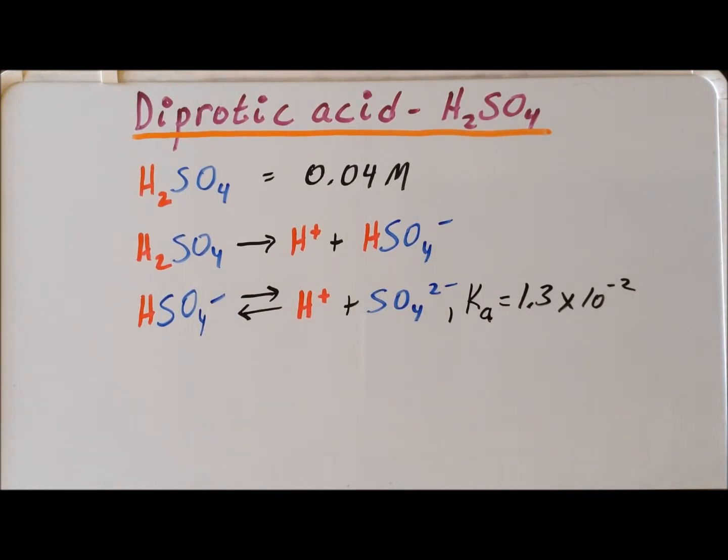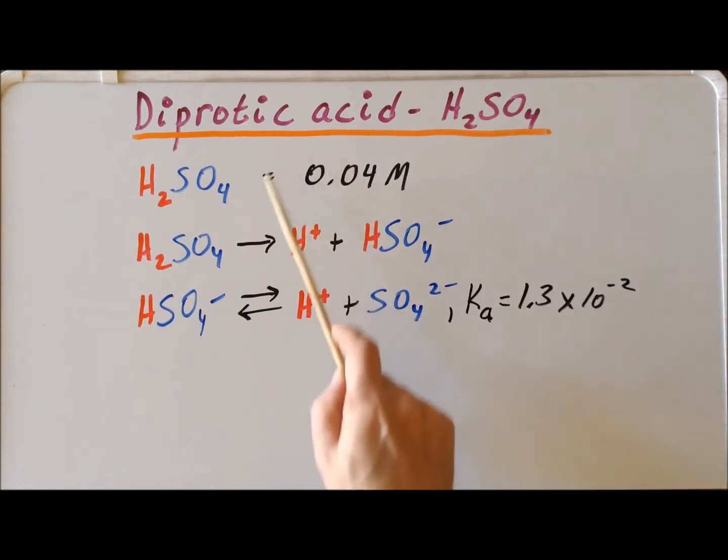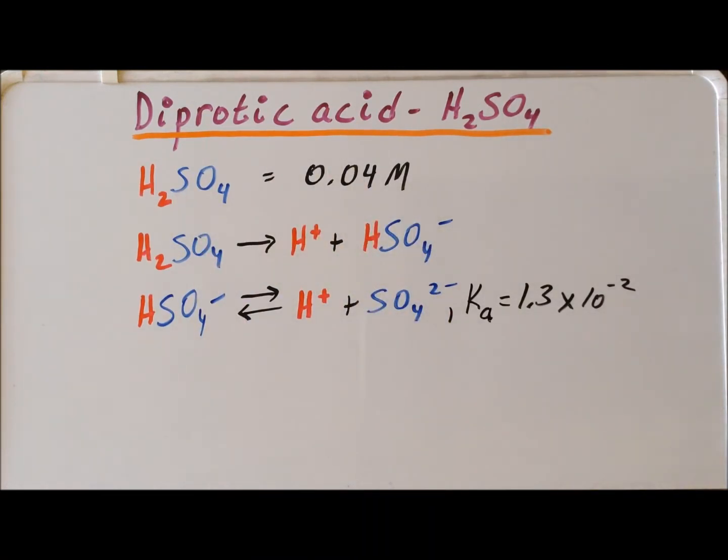You actually have all the materials right now, the initial concentration of sulfuric acid and the acidity constant for bisulfate, to calculate the pH of a solution of sulfuric acid that has a concentration of 0.04 molar. So if you like, you can pause the video and attempt the solution yourself, and then turn the video back on when you finish to double check your answer.